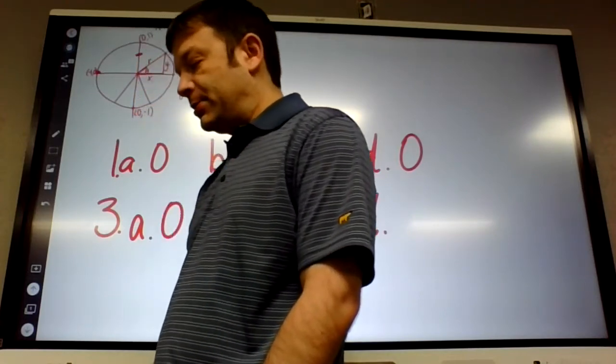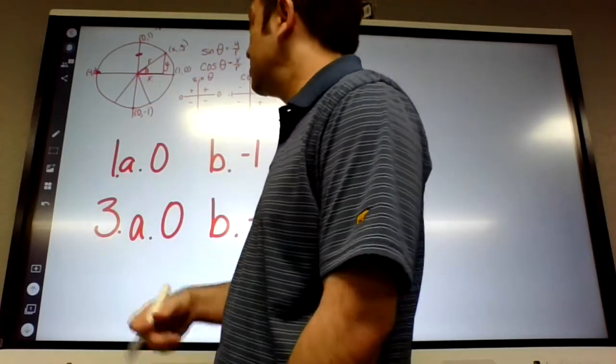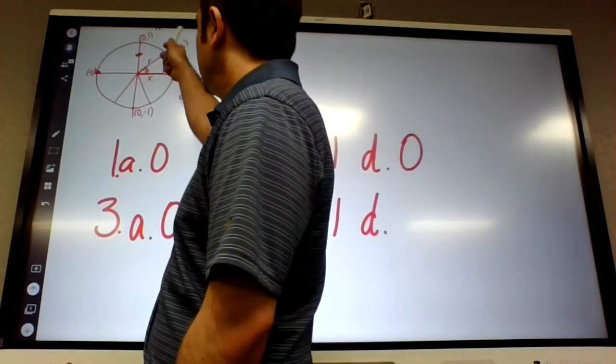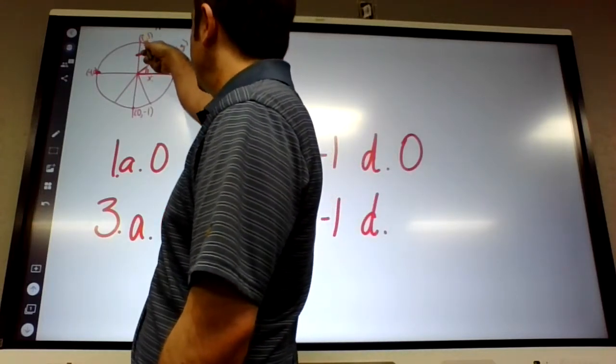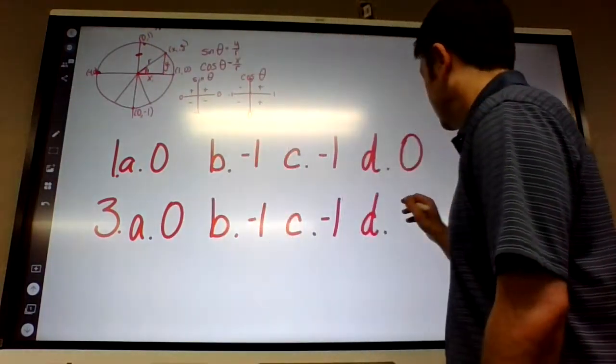Okay, cosine of pi over 2. What's pi over 2? Yeah, quarter turn. Cosine's based on the x value, so 0.